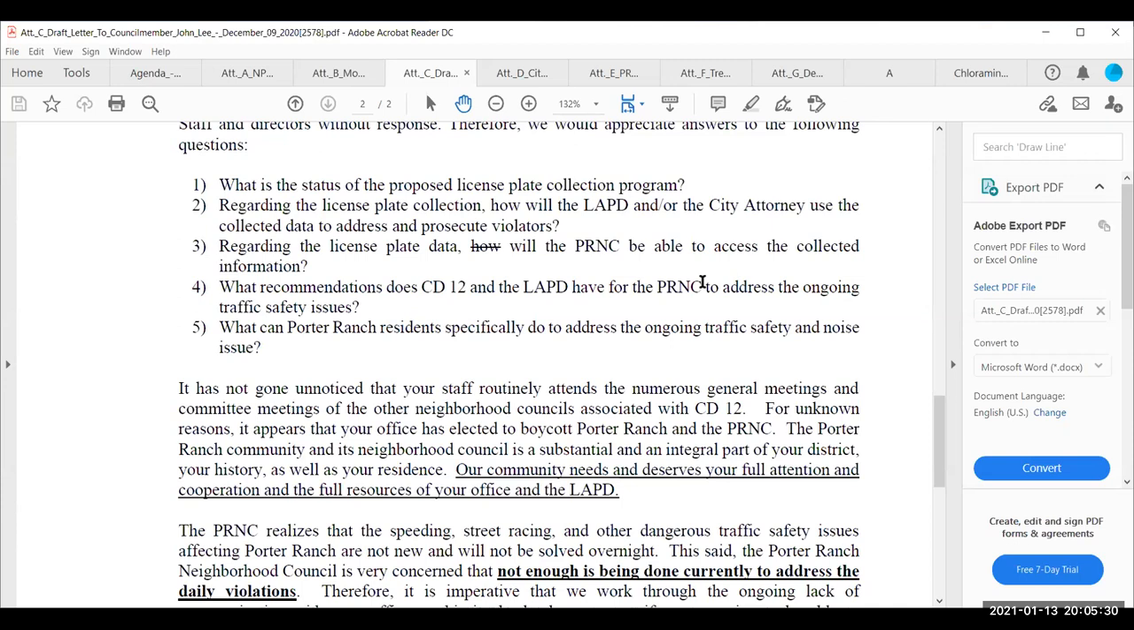Right beyond Mason is LA sheriff's County territory. That's correct.